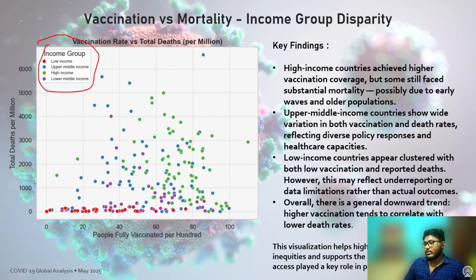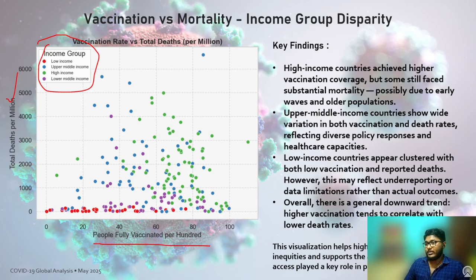Now, on the x-axis, we use people fully vaccinated per 100. On the y-axis, we use total deaths per million. Again, this is a normalized value. So what do we see here? We see that high income countries achieved higher vaccination coverage, as we can see in the green cluster here. But still, they faced substantially high mortality.